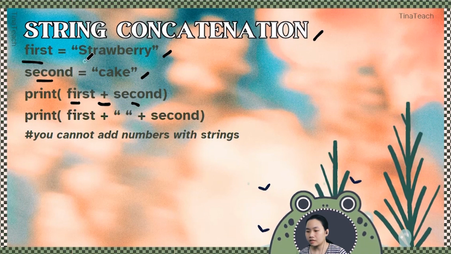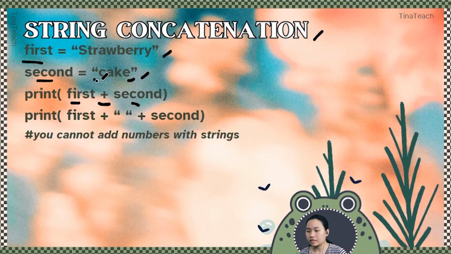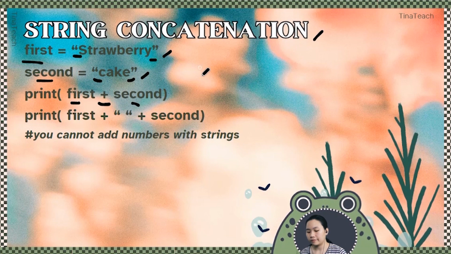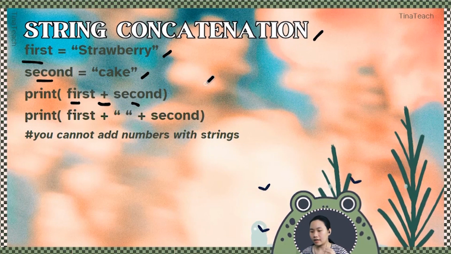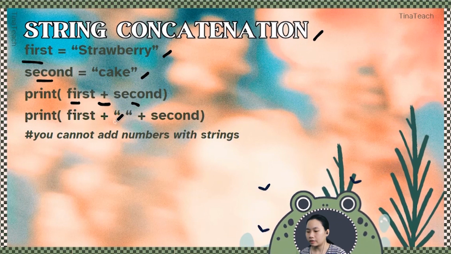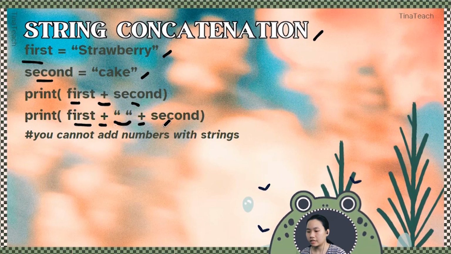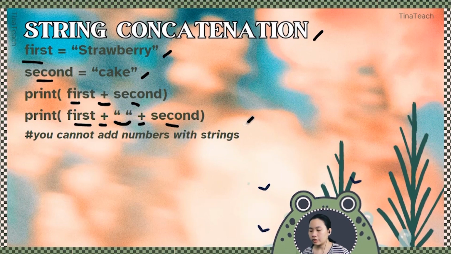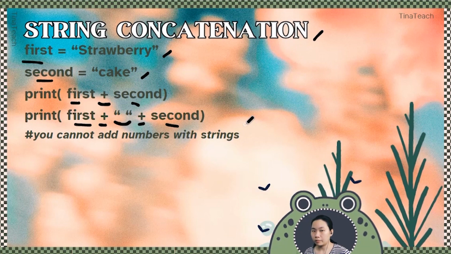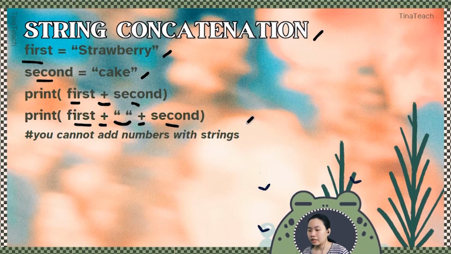However, since strawberry and cake does not have any spacing whatsoever, what would happen is that these two words would just basically join together. So I can add a little bit of space in between them and just add them to the first and second variable. Very simple, right? However, you cannot add string with numbers. It will immediately give you an error.